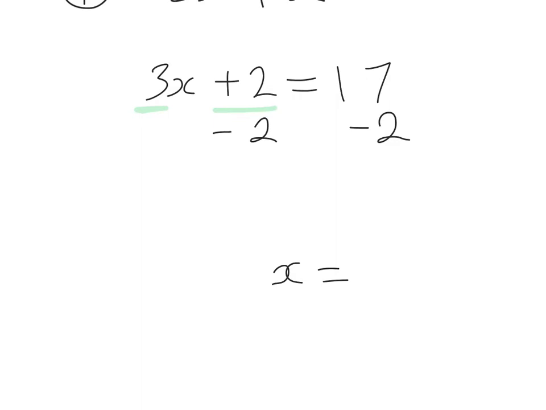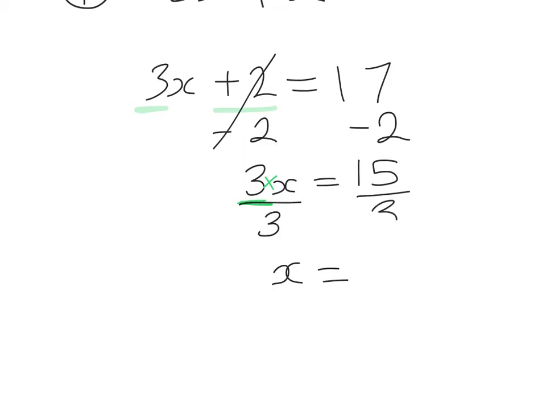Okay, but if I do it to one side, I must do it to the other. Those cancel. I'm left with 3x equals 17 subtract 2. Okay, now I've still got a 3 I don't want. This means 3 times x. Opposite of 3 times is divide by 3. So I'm going to divide both sides by 3. The 3's cancel, and I have x equals, and 15 divided by 3 is 5.